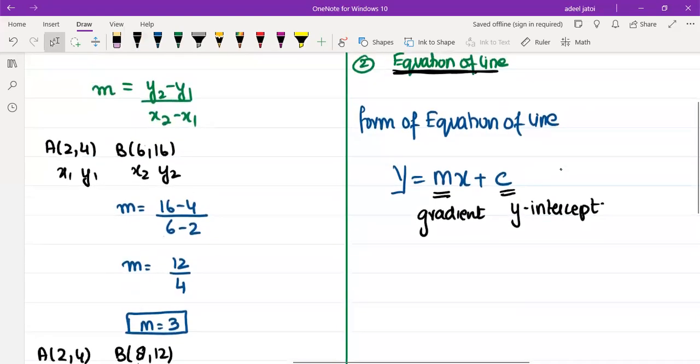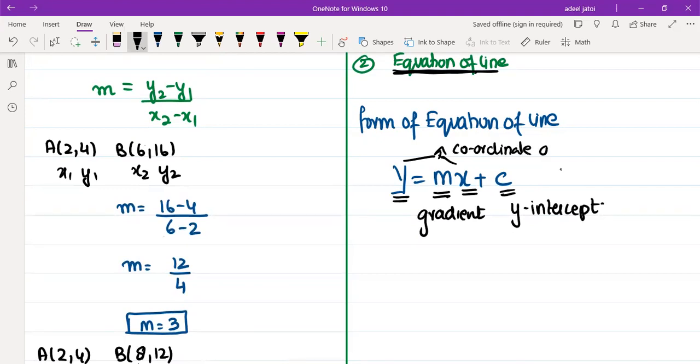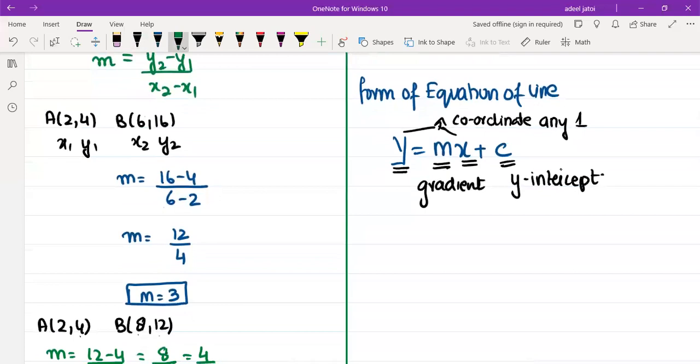But to calculate c, y and x are your coordinate, any one. So that means to form an equation of line, you need two things. Number one is the gradient. Number two is one coordinate.